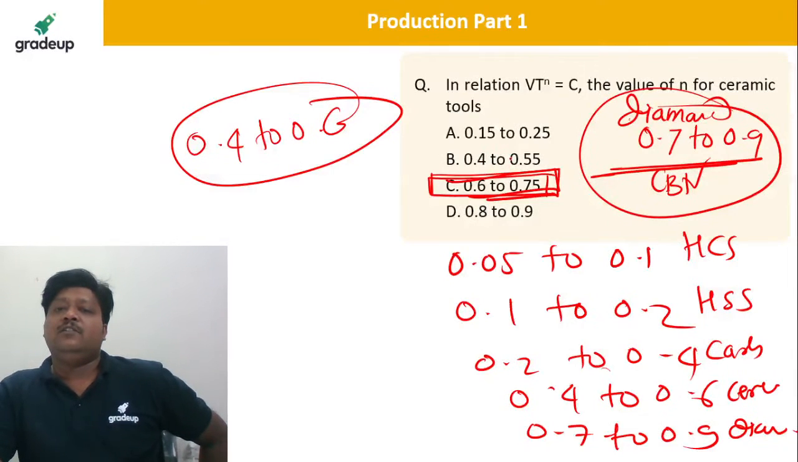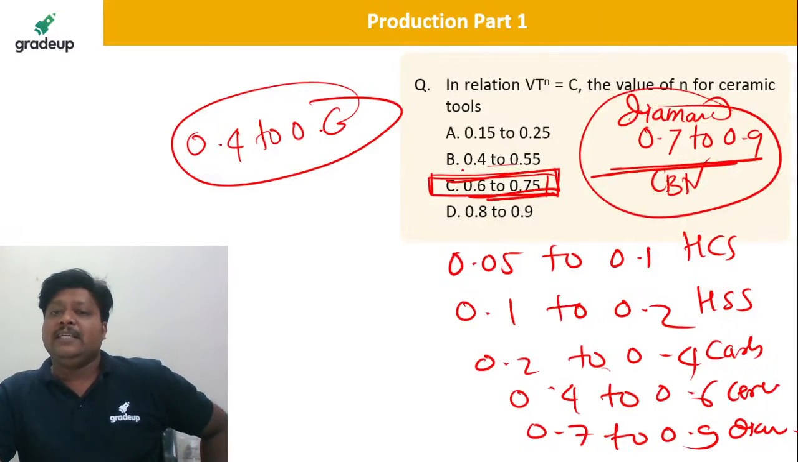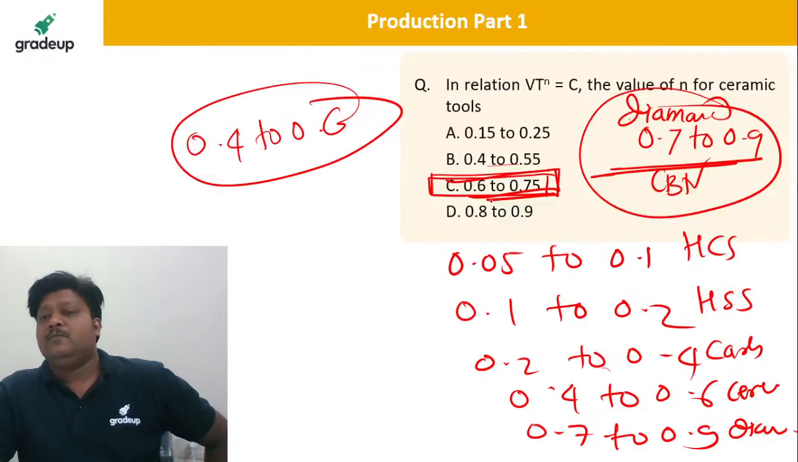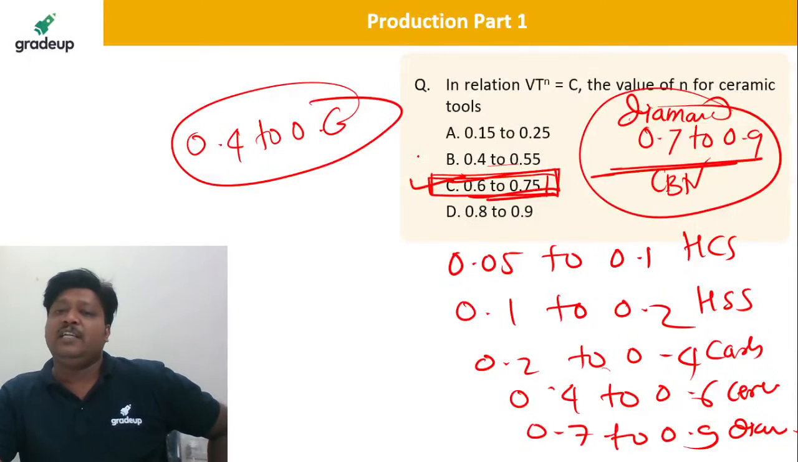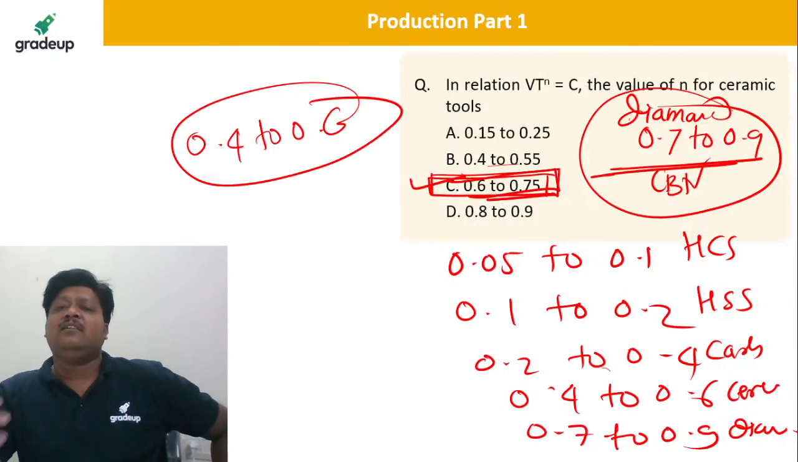Very good. So not 0.2 to 0.4, you go for 0.6 to 0.7, that's better. Okay, that is correct. So please remember, 0.6 to 0.7 you can take for ceramics. More than 0.7 you can go for diamond and CBN.